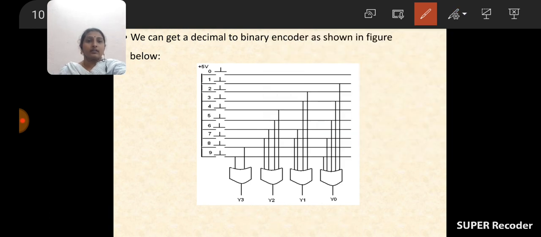Okay, next 7. Clearly 7 is connected to Y2 here and also Y1 here and also Y0. It means while pressing the button 7, power is given to all of Y2, Y1, Y0, so those 3 gates are able to produce the output except Y3. So 7 is equal to how much? 0, 1, 1, 1. Okay.